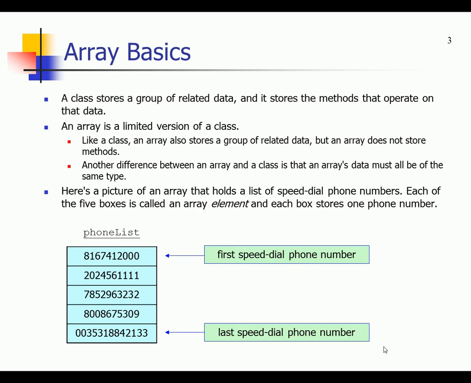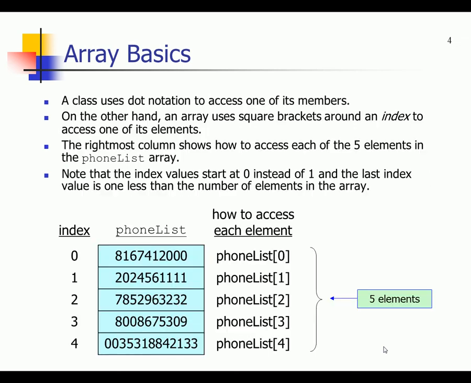Here's an array of phone numbers. Each of the phone numbers would be an element in the array, and we access them via index, which we'll see in a second. I can have a phone list, or phone number array, and inside it could be multiple phone numbers. Easy enough. Now, a class uses dot notation, but with arrays we don't. With arrays, we actually use the square brackets.